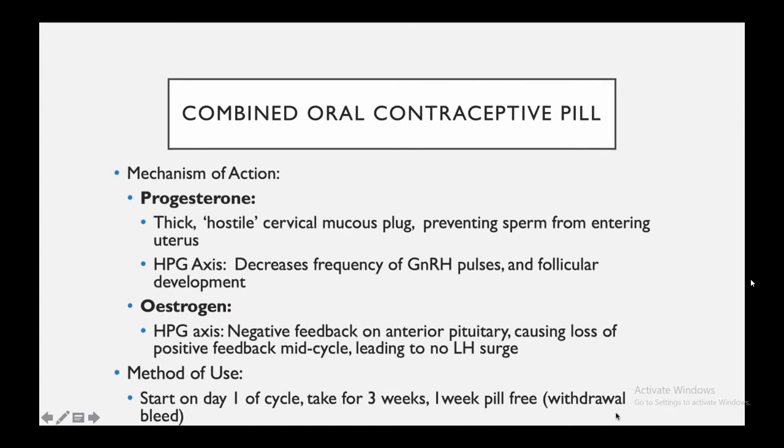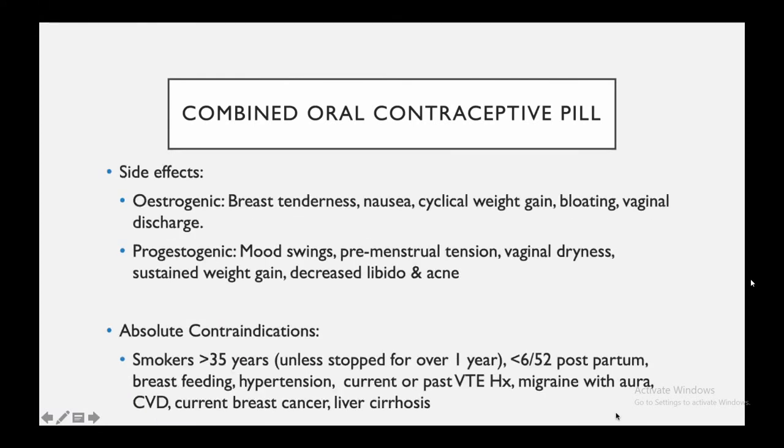If you do not start it on day 1, you would advise 7 days of condom use alongside starting the oral contraceptive method. You want to make sure that you're able to explain the side effects of your combined oral contraceptive method, and I like to break it down into both estrogen and progesterone side effects.